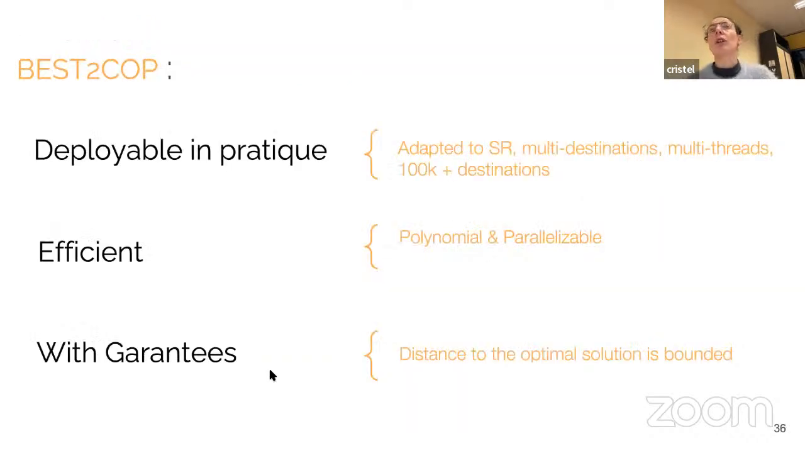So what we show here is that we have an algorithm that is adapted to segment routing. We can reach very large networks. It's parallelizable. And so we can also provide some guarantees on the paths that we obtain in the end.